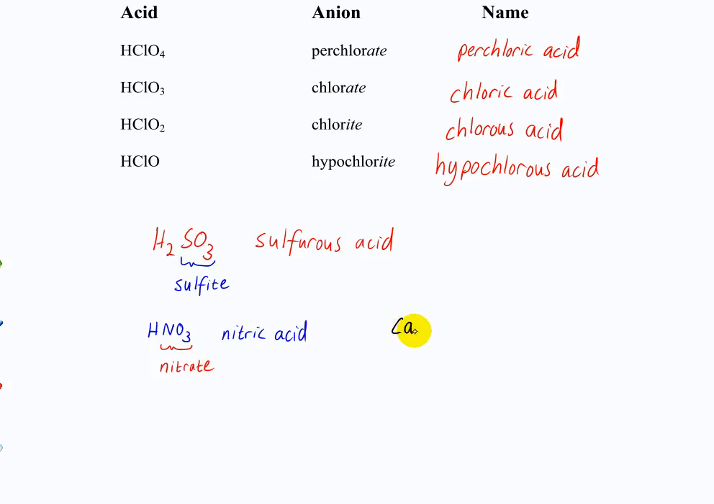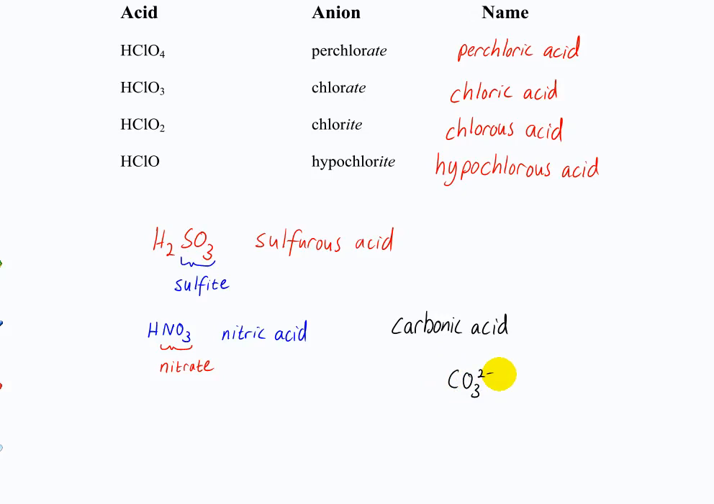Draw carbonic acid. Carbonic acid is the major acid in soft drinks and gives rise to the carbon dioxide. Right, so if it's carbon, let's break it down a little bit. Carbonic acid means it comes from what anion? If it's carbonic, it comes from carbonate, right? So you first draw carbonate, CO3, 2 minus.